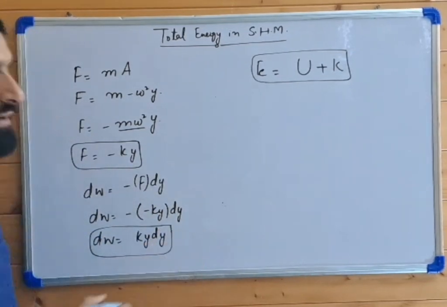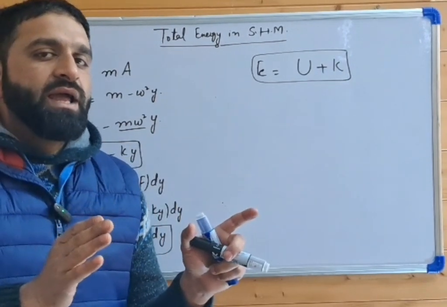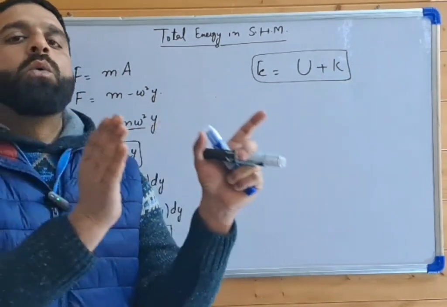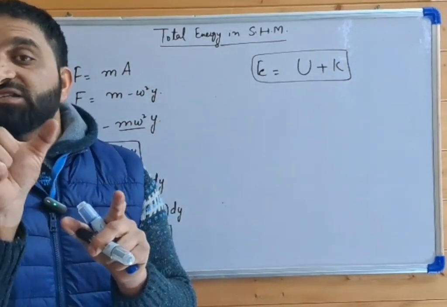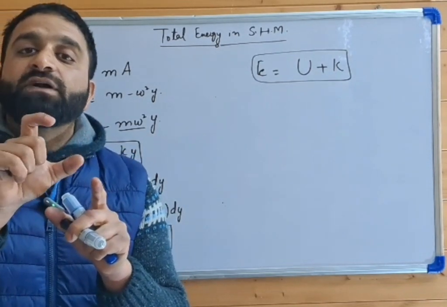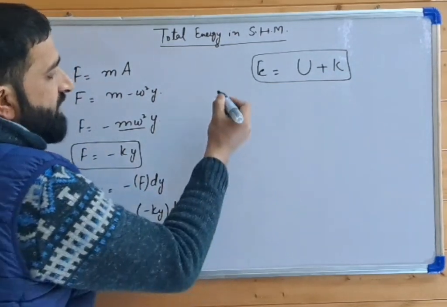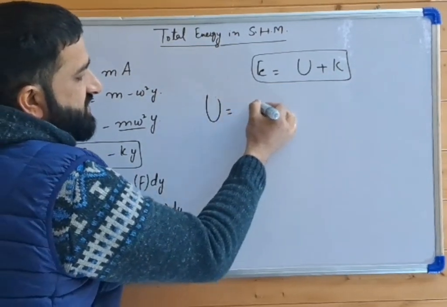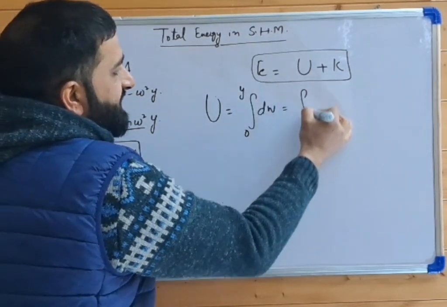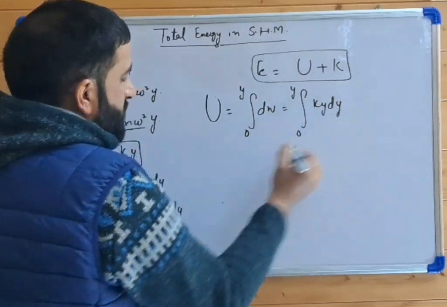Now this is a small amount of work dw. If we have to calculate the total amount of work done in displacing a body from 0 to y, for a displacement of y units, what is the total amount of work? That total amount of work remains stored in the body as its potential energy. So we calculate that potential energy is equal to the integral of dw from 0 to y. That is the integral of ky dy from 0 to y.